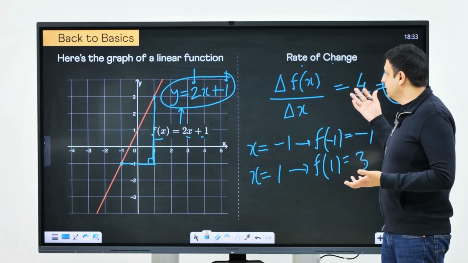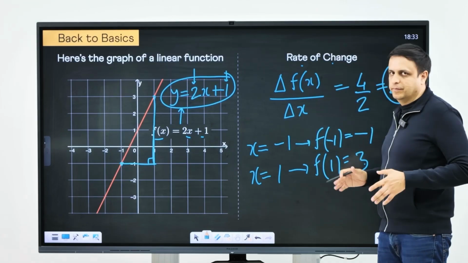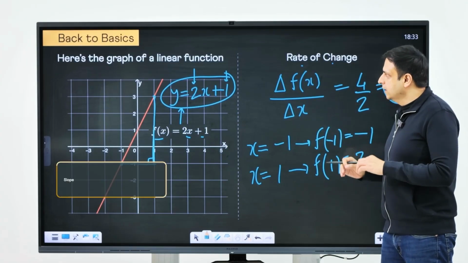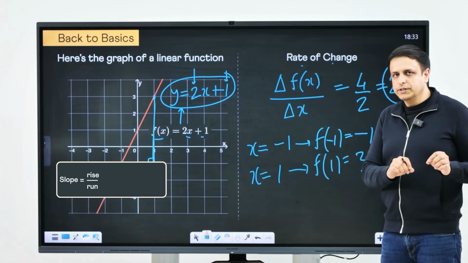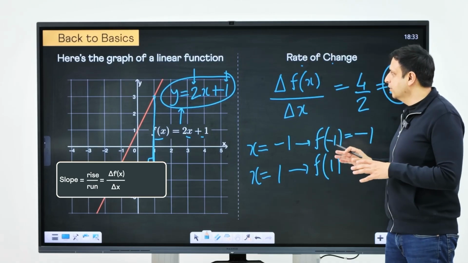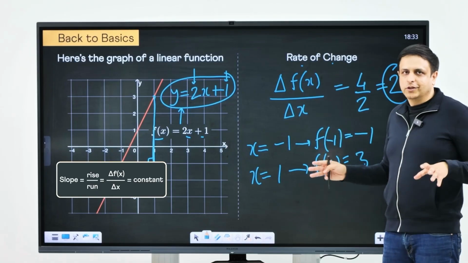So this over this is what you're really calculating, and you get it as 2, the slope of the line. And this also tells you that the rate of change of a linear function will be constant because the slope of a line is constant. So that's the key takeaway from this slide. The slope of a 2-variable linear equation and the rate of change of the corresponding linear function, they are essentially equivalent and they are constant.